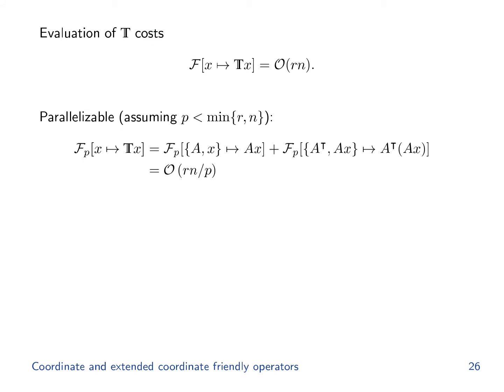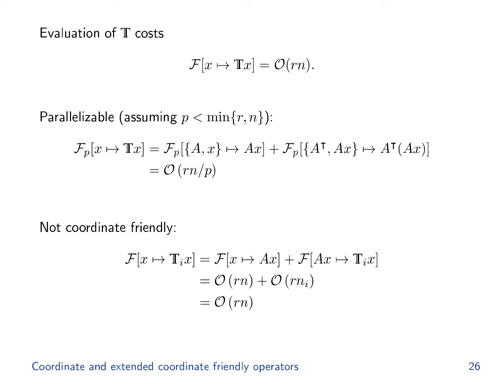To verify the claims, let's calculate the serial cost of update and the parallel cost of update. Recall the matrix has R rows and N columns, and this operator is dominated by two matrix-vector multiplications, one by A and the other by A transpose. Therefore, the serial cost is O(RN). The parallelizable cost is O(RN) divided by P, since every dominant step, matrix-vector multiplication, is parallelizable.